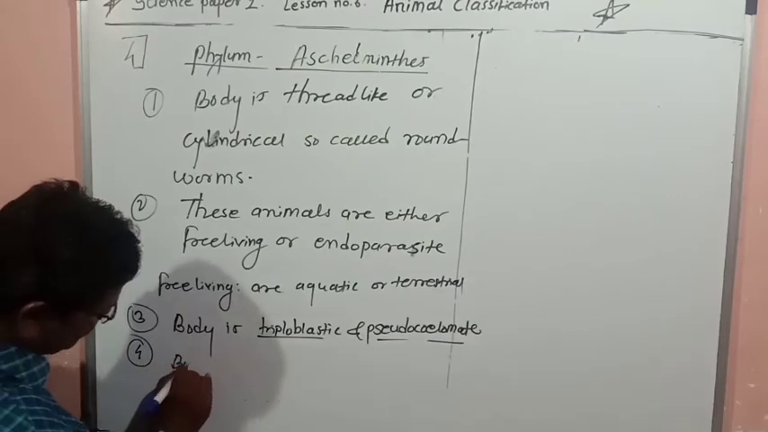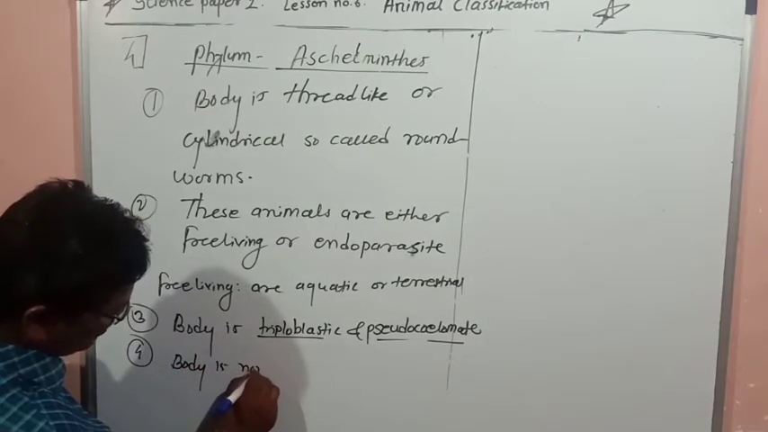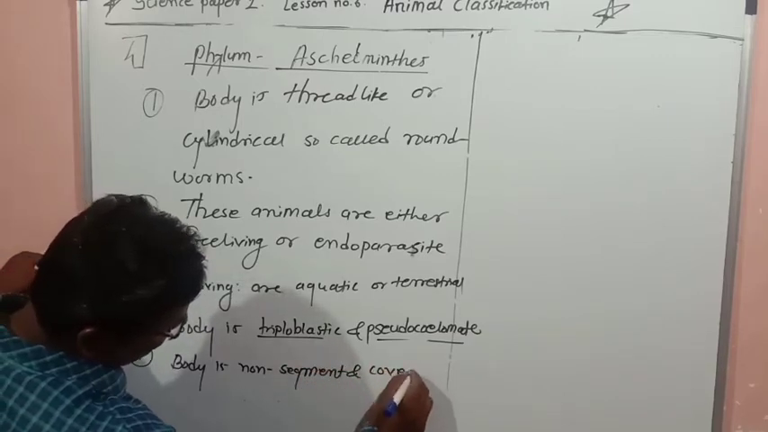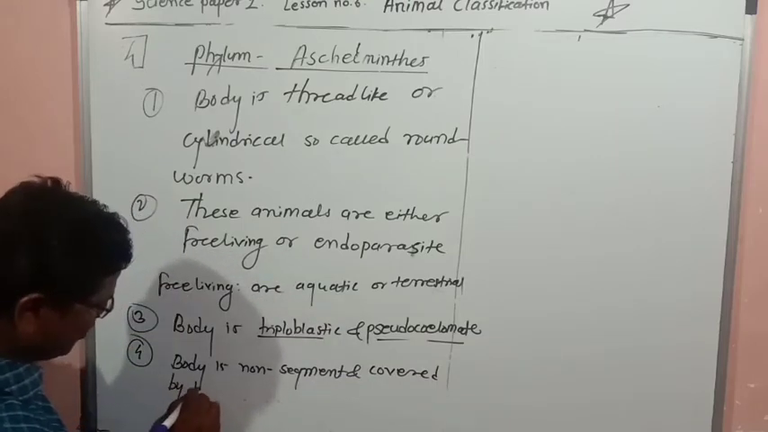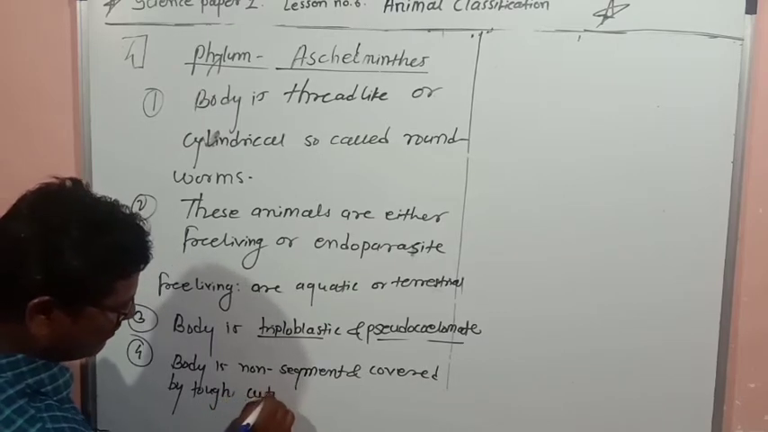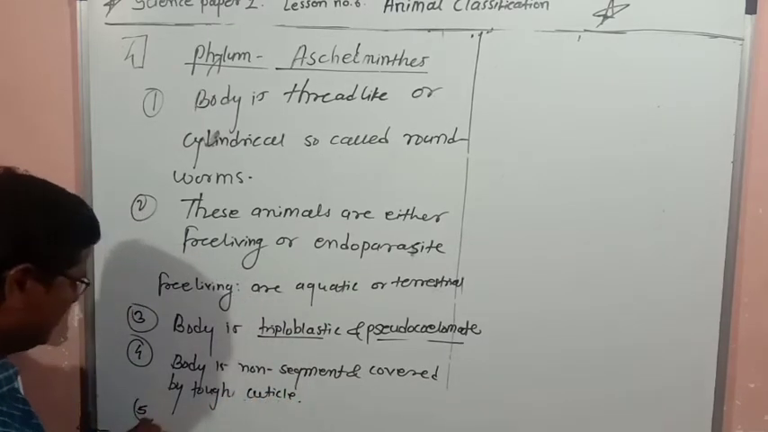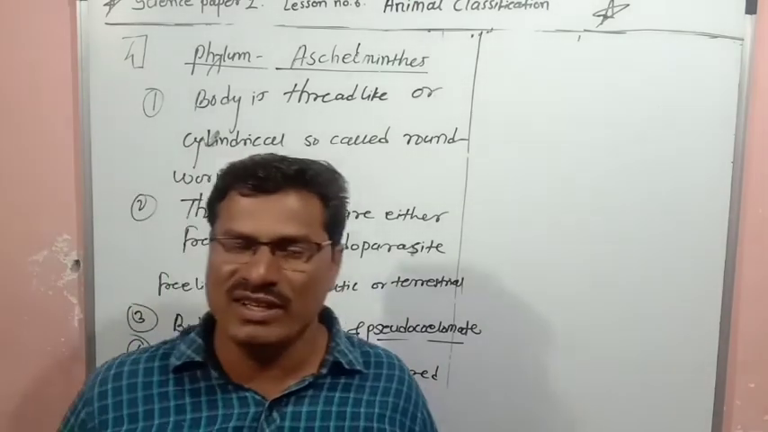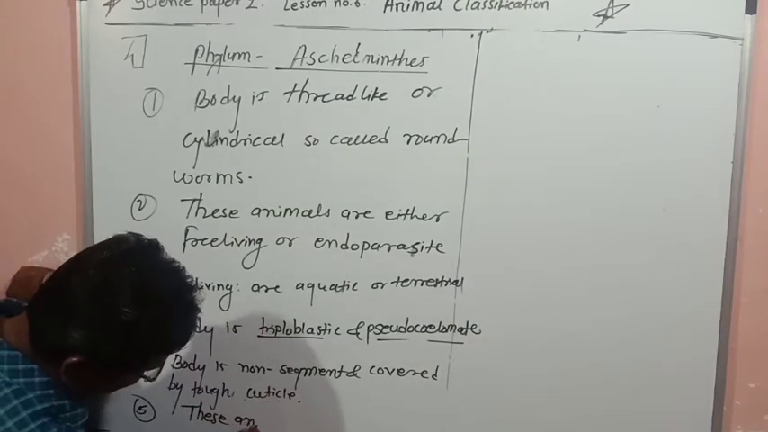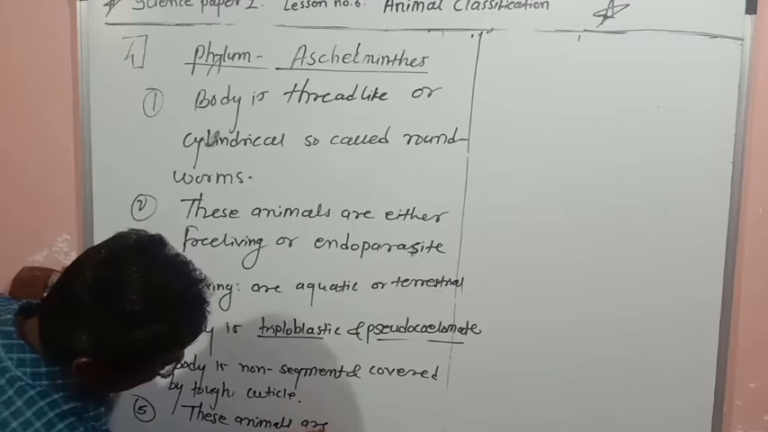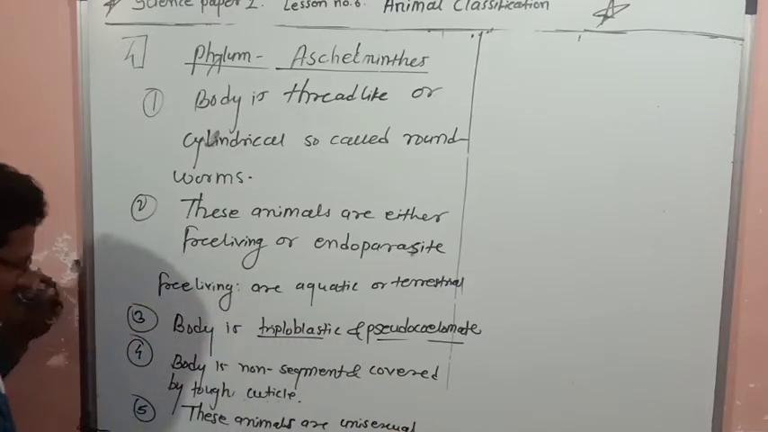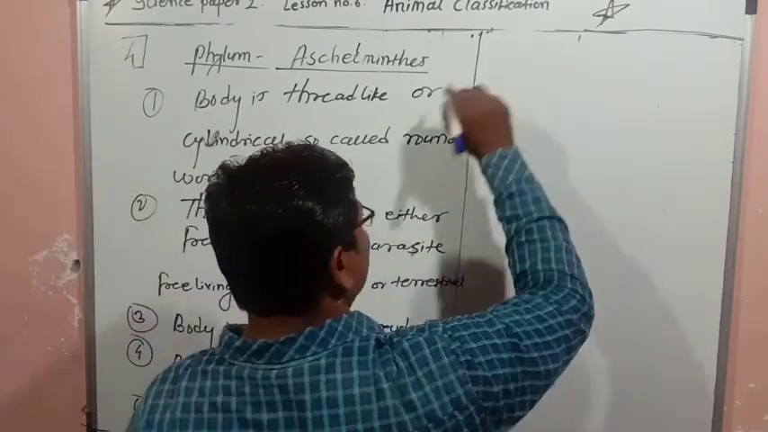Body is non-segmented and covered by tough cuticle. The fifth point is that these animals are unisexual. That means male and female are separate.